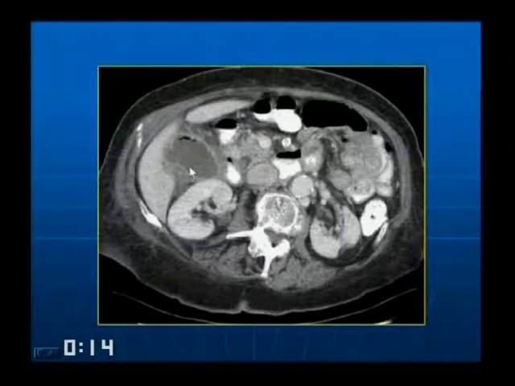Very often, people will show that as an unknown on the plain film. You'll see a nice round circular or ring-like gas collection in the right upper quadrant, and it gives you the differential for gas collections in the right upper quadrant, including abscesses in the distribution of the gallbladder or in the liver or subhepatic due to a variety of causes, or air in the gallbladder. Now, you can have air in the gallbladder due to other things.